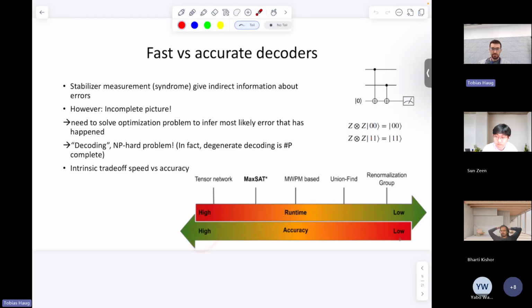Now you can start making approximations, right? If you approximate a problem, it probably will become easier, but at the same time your accuracy will suffer. So there are different types of decoders that run faster because you made approximations to your decoding problem, but the accuracy will suffer. Over time, people invented a lot of different decoders, and there's now a huge zoo of decoders that play on this trade-off between accuracy and speed.